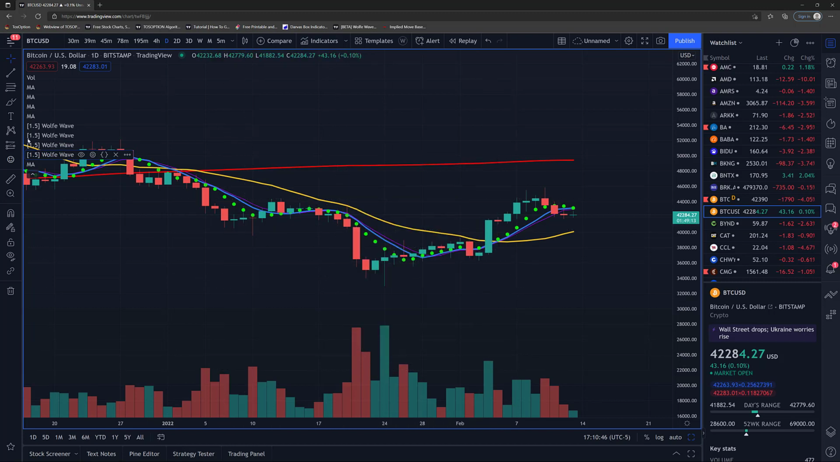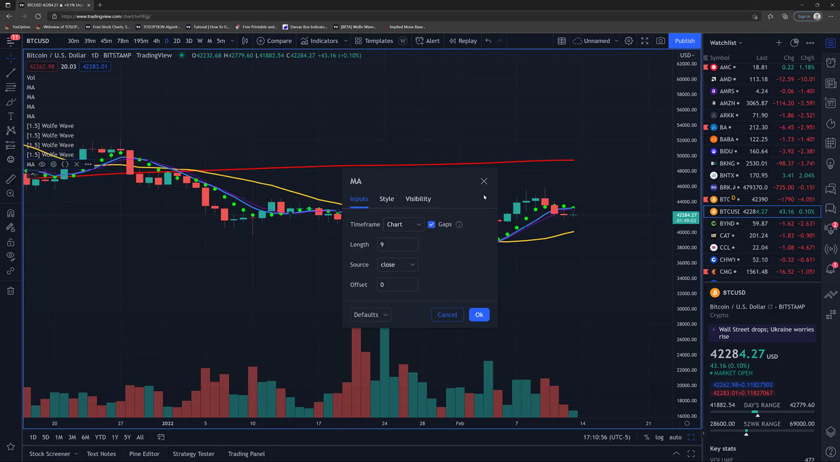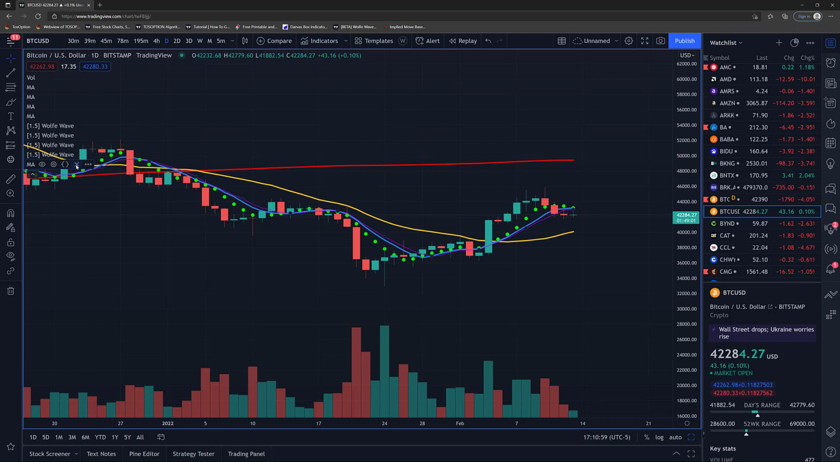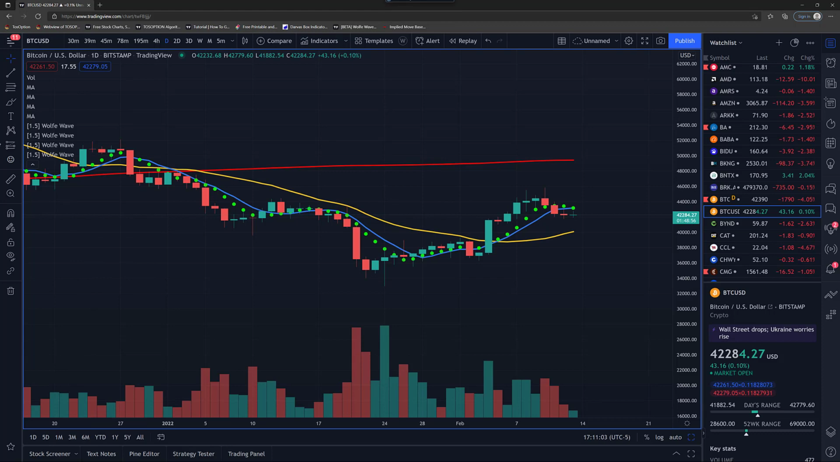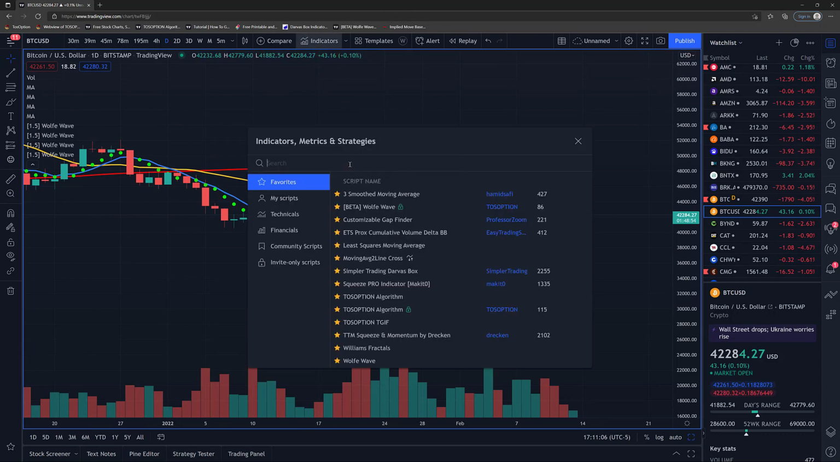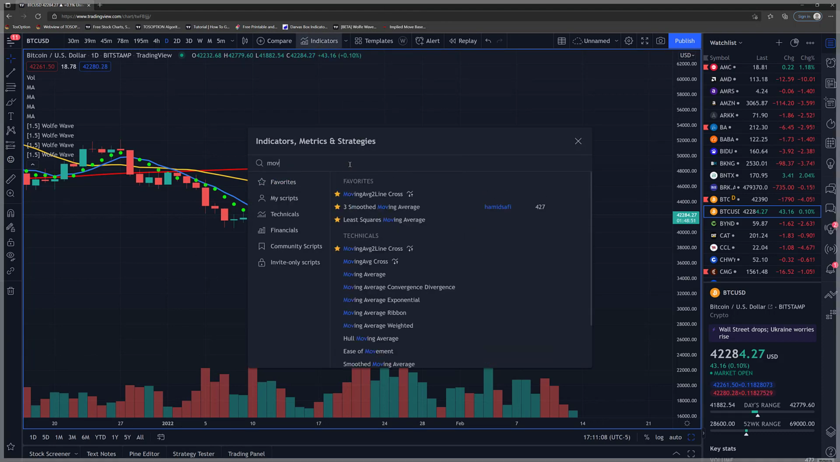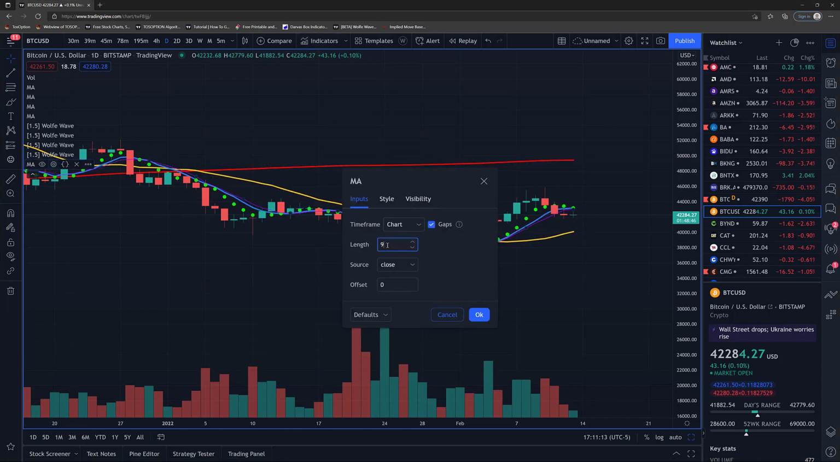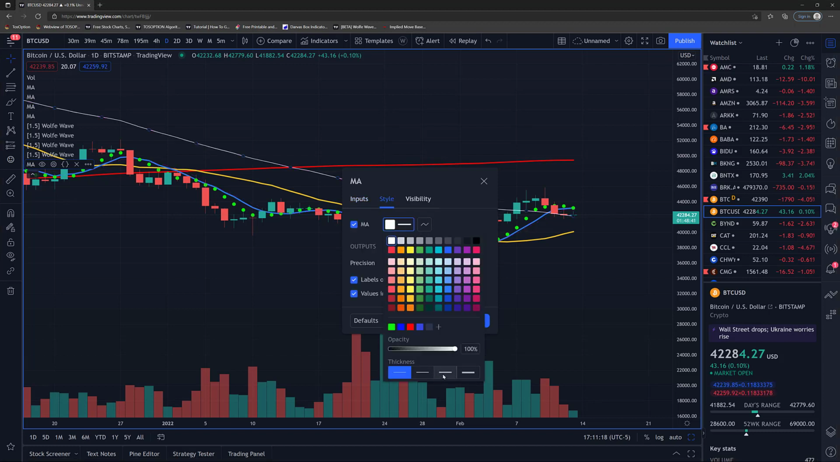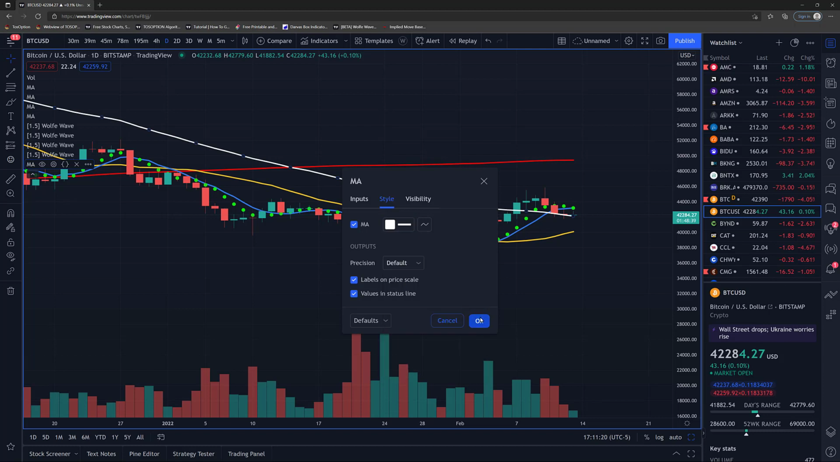Okay. What's going on with this purple one? Which one is this moving average? Well, that one is the 9, so I just remove that, right? Yeah. Okay. But my 50 is gone. So let's put that in there again. 50. Make that white. Okay.